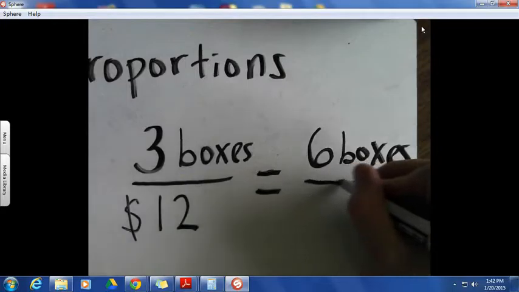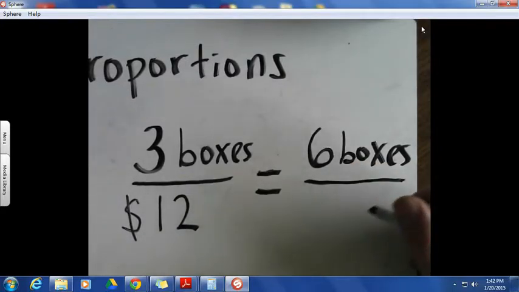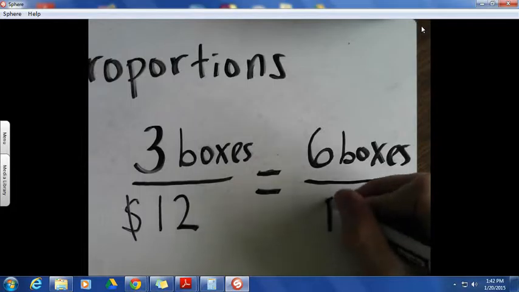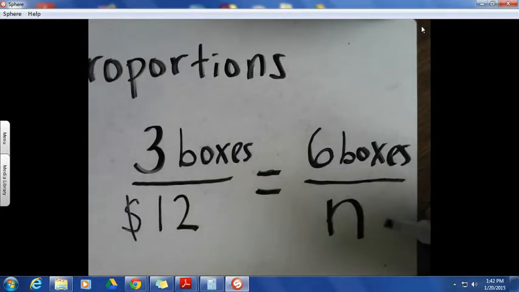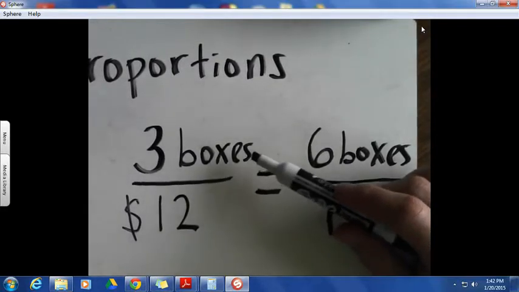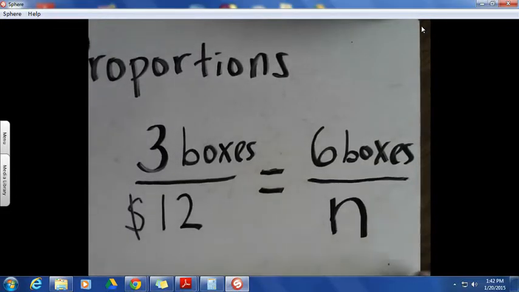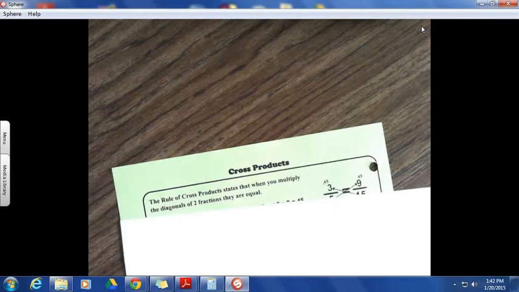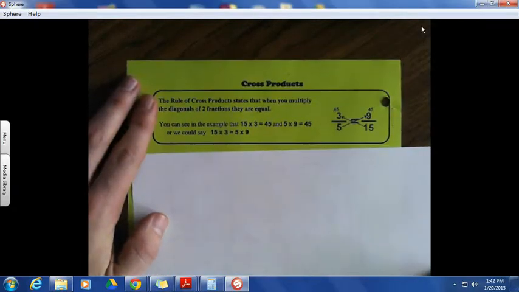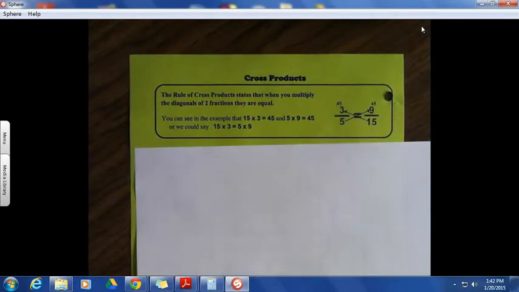Well, I'm not sure. So when I don't know an amount, I'm going to use a variable. In this case, we're going to use n. I'm using this letter because I don't know the amount. We know that if we sell 3 boxes, we make $12. I want to know how much money we're going to make when we sell 6 boxes. So how do I do that? Let me show you how I want you to do a proportion problem. If you know how to multiply and divide, you can do a proportion problem.